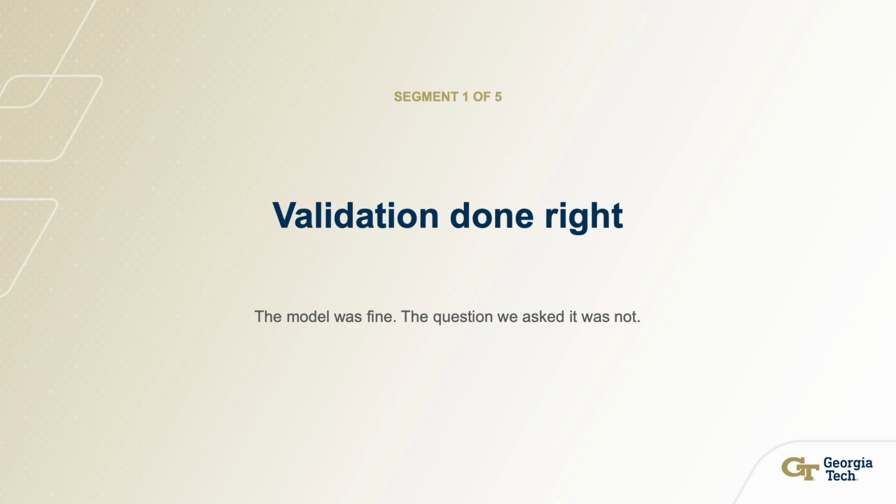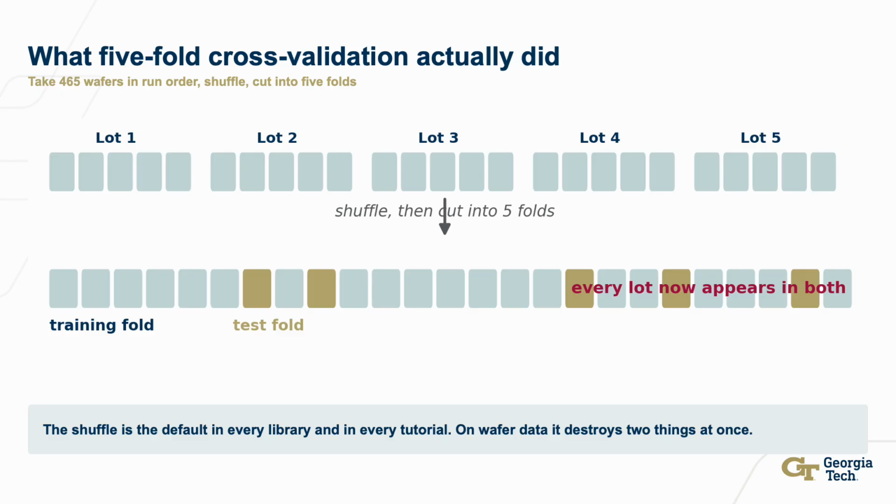Segment 1, validation done right. And I want to be precise about where the fault lies. The model was fine, the features were fine, the algorithm was a sensible choice. The question we asked was wrong and a wrong question produced a confident wrong answer with no error message.